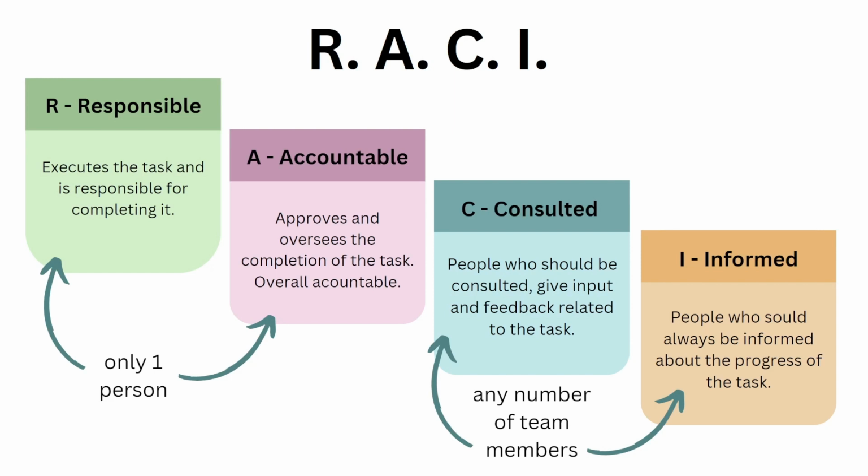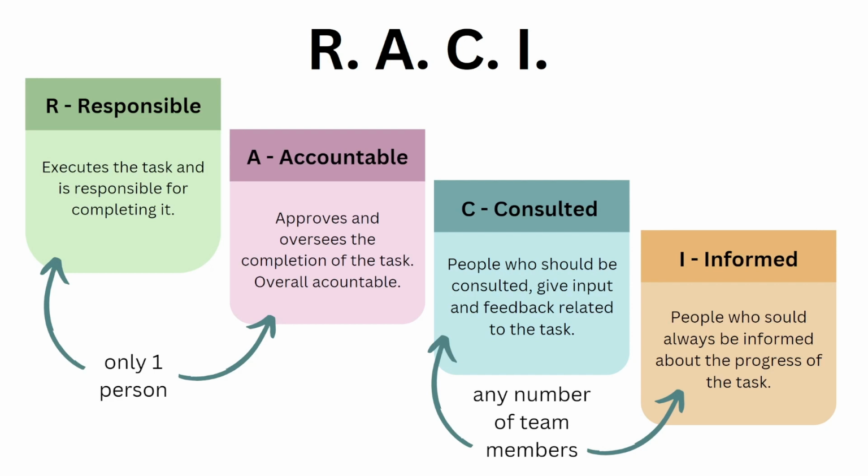Each task should have one person responsible for executing this task. There should only be one person who is responsible for the execution and the completion of each task. Believe me, if there are more people involved in the execution, tasks never get done. So R stands for the person who will be responsible for the completion of a specific task.